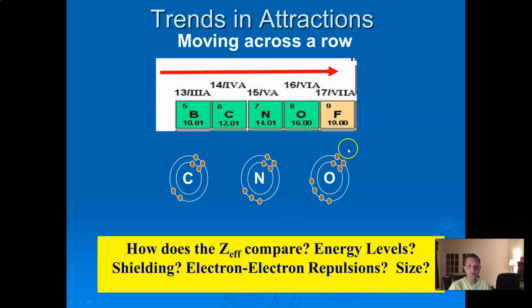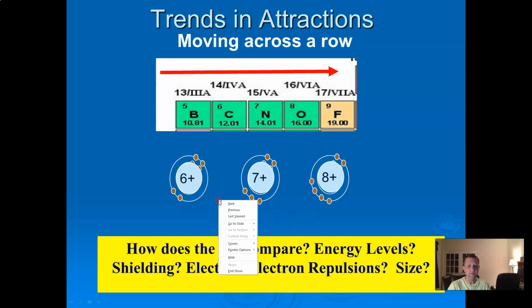Okay, so going across a row, let's take a look at this real quick. You have carbon, nitrogen, and oxygen. How does the Zeff compare for these? Let's figure it out. To figure that out, you need to know what Z is. Z is the number of protons. That is 6 minus something. Here it is 7 minus something, and here it is 8 minus something.